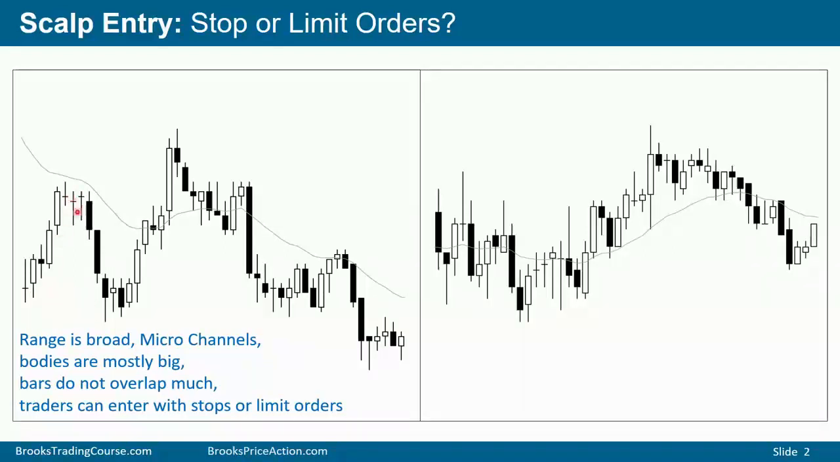We have several microchannels in this market, even though it's a trading range. Most of the bodies are big, they do not overlap much, and we have several areas where we have consecutive, decent-sized trend bars. Traders in a market like this can enter with any kind of an order, stop orders or limit orders. You can scalp this market with limit orders, selling above bars, buying below bars, but you can also enter reversals with stop orders.